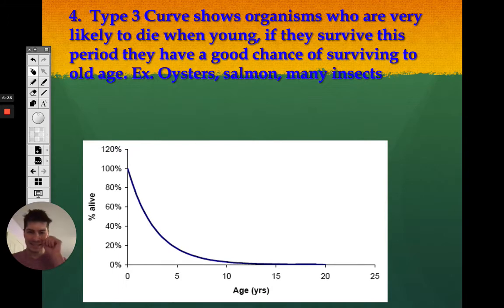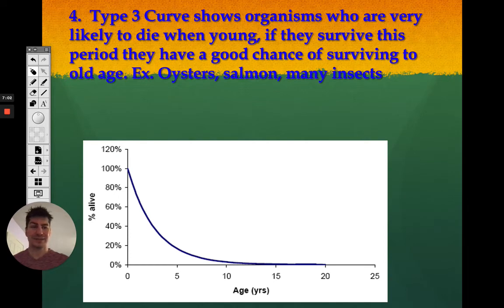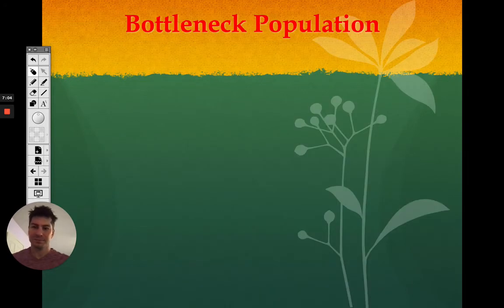Type 3 is kind of the sad one. Type 3, when they are young, there is a very low chance that they are going to survive. And if they survive past being young, they might live a long time. Okay? So it's the exact opposite of type 1. So these are things like oysters, salmon, sea turtles. Okay? Sea turtles, a lot of them die right when they're born.